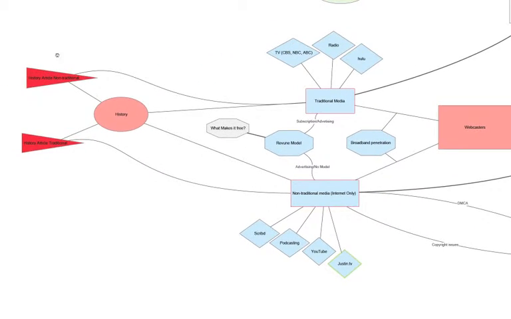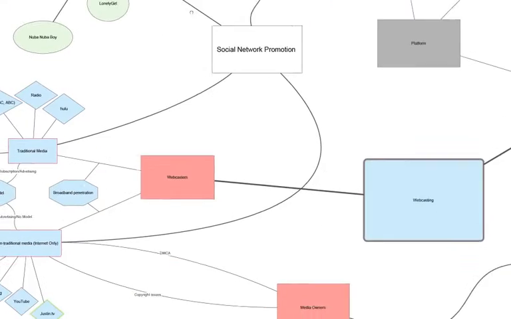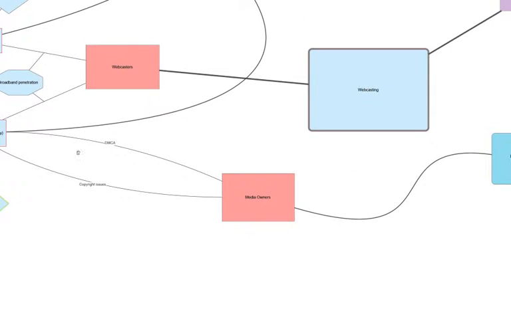From there, we'll go into the history. We'll look at a couple articles about traditional and non-traditional media. We'll look at some timelines and talk about lots of this stuff. So after webcasters, we're probably going to go into the media content owners.